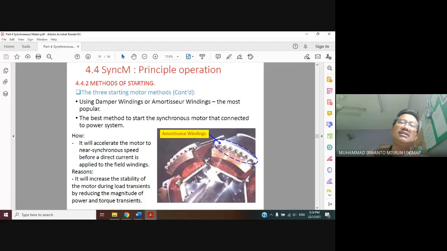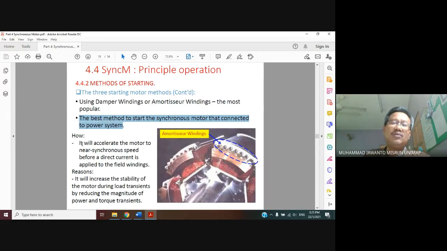This is the second starting method to start the synchronous motor. We can see the best general method to start a synchronous motor that is connected to the power system. In the laboratory, because we want to adjust the speed of the synchronous motor, we adjust it by using the inverter.